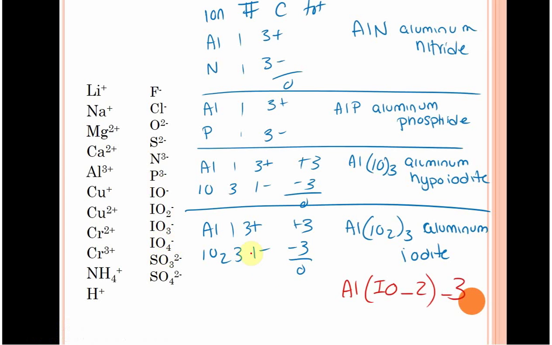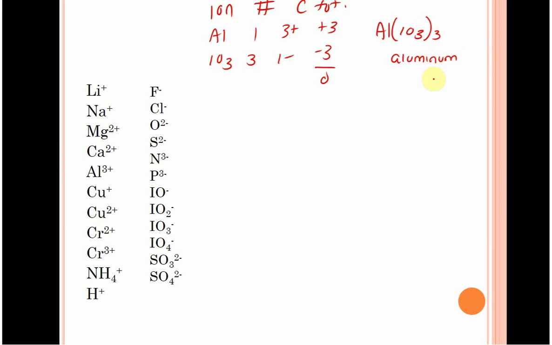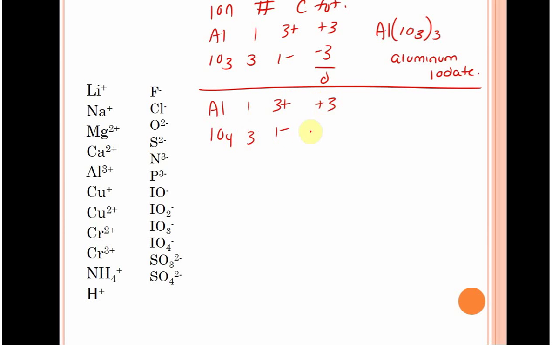Now, aluminum with iodate, ion, number, charge, and total. Aluminum, iodate, 3 plus, 1 minus, need 1 and 3. Gives us Al(IO3)3 for aluminum iodate. Aluminum with periodate. Hopefully by now you're starting to see a pattern. We need one aluminum, three periodates. So it's Al(IO4)3 for aluminum periodate.